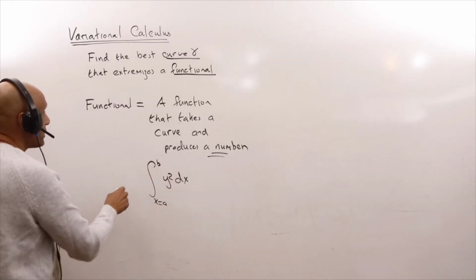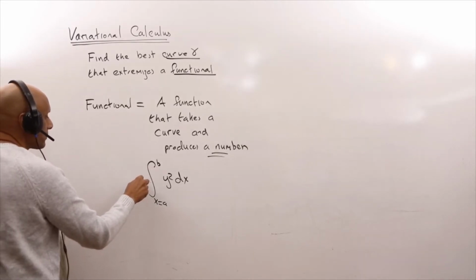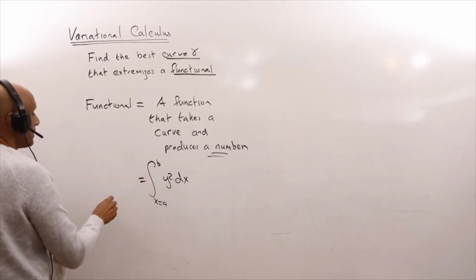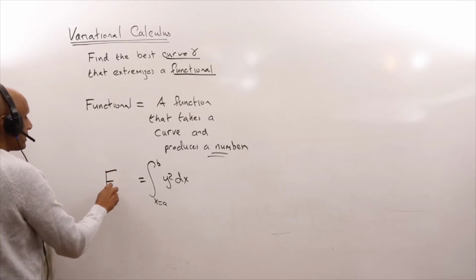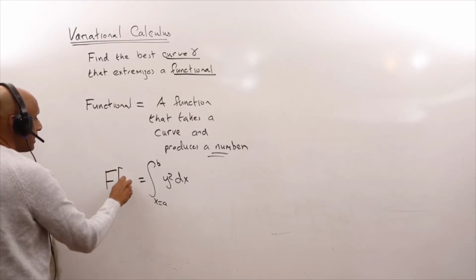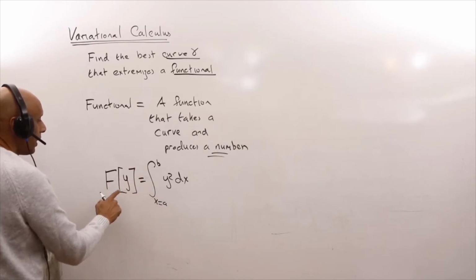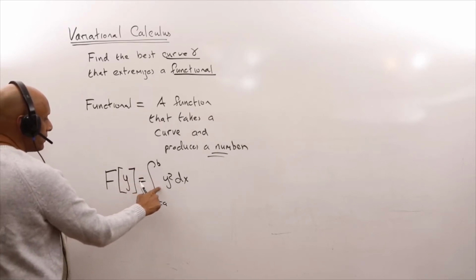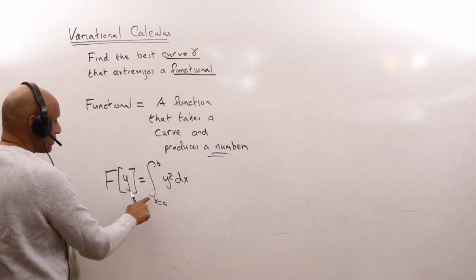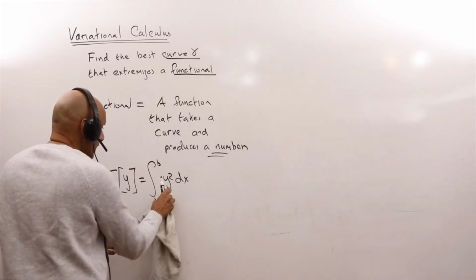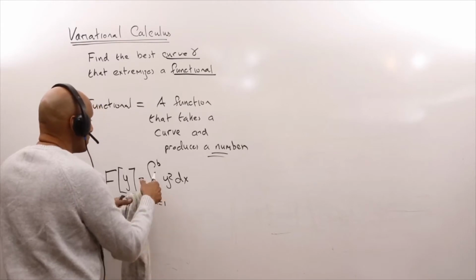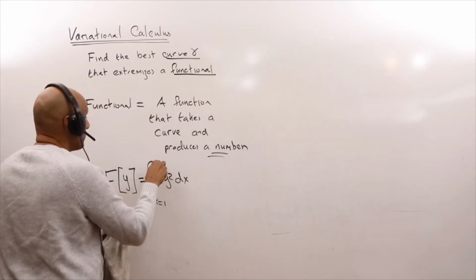And so our notation for a functional is going to be strange, because instead of using parentheses like we normally use for functions, we're going to use square brackets. So this functional is going to take a curve called y and produce an integral from x equals a to b. So let's be very specific about what a and b are. So for example, let's say 1 to 2. So here's an example of a functional.